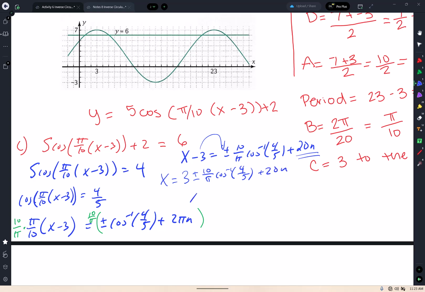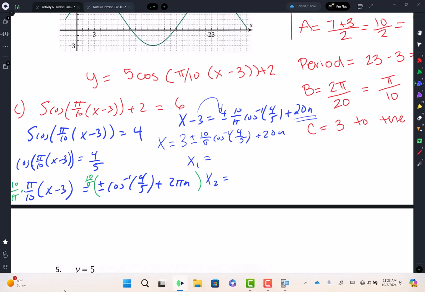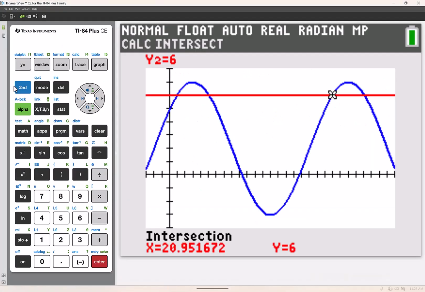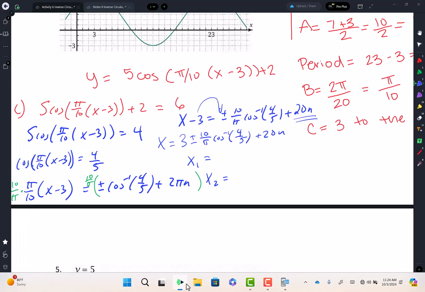All right. What do I do next? Write two separate equations. All I'm checking is to make sure that I got one of those as one of these answers here, because I know plus 20 will give me the other ones. So I take my calculator. You guys tell me, what am I going to type in my calculator? 3 plus 10 over pi, second, arc cosine, and on the inside, 4 over 5. Give me a little bit of time.